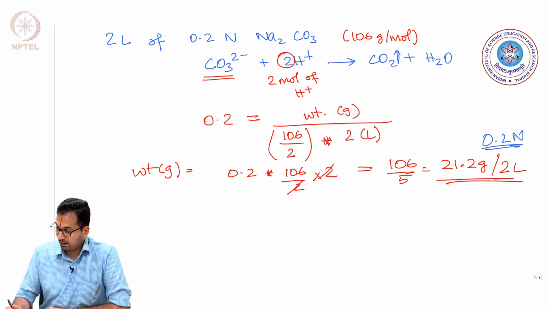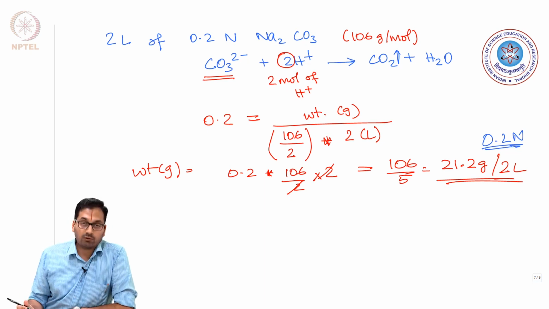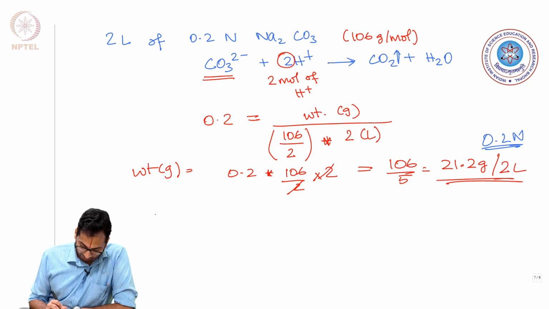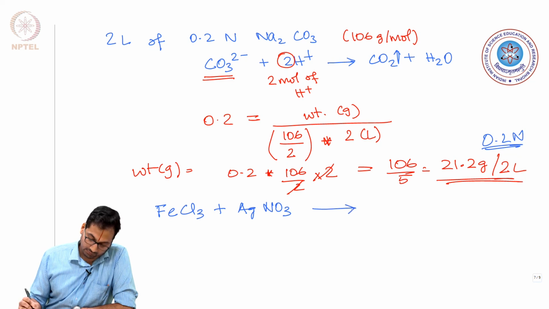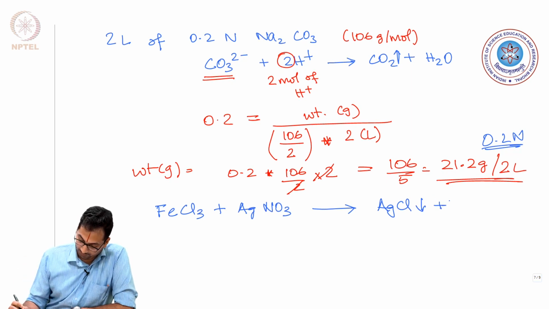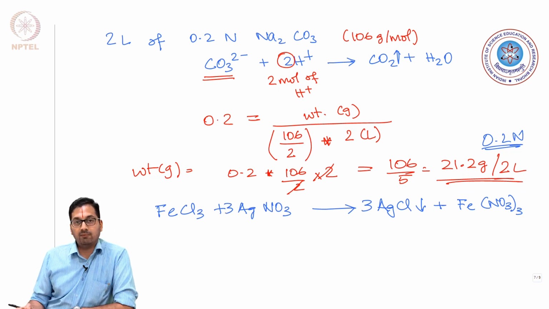Now that we have seen an example of this, we can also try to understand what will be the equivalent weight in case of a precipitation reaction. So, let us take an example of ferric chloride that reacts with silver nitrate to give our favorite silver mirror test, AgCl, which precipitates and forms a beautiful mirror in your test tube, plus ferric nitrate. So, we need to balance this really quickly. You need to add a 3 here so that the chlorine gets balanced, and this automatically balances it.